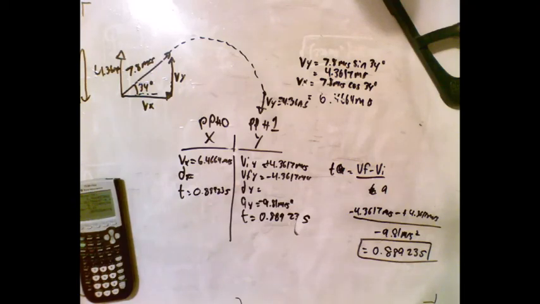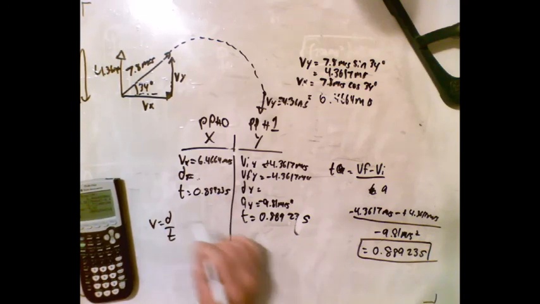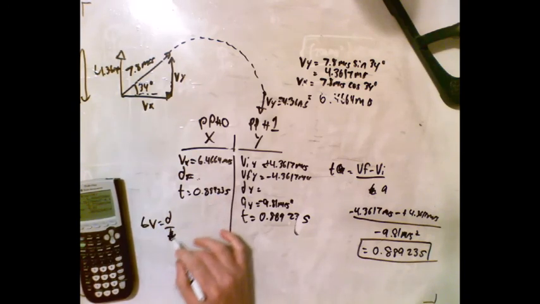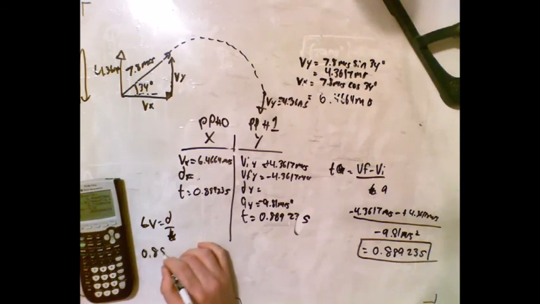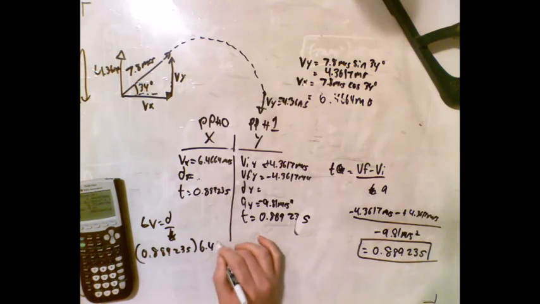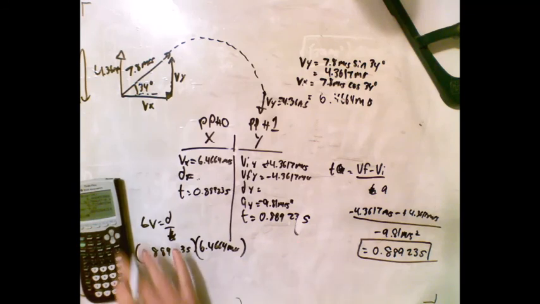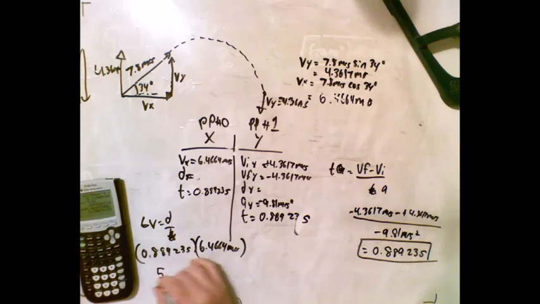So we want to find our horizontal distance traveled. So let's do this one first. We can just use v equals d over t, and we want to find distance. So 0.88923 seconds times the 6.4664, the velocity that we have there. And we get our horizontal distance: 5.75 meters.